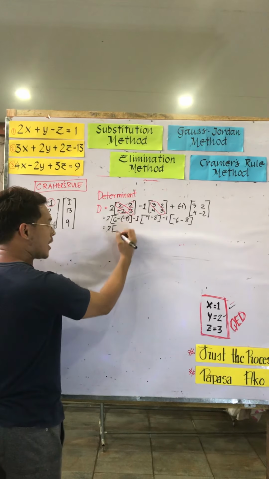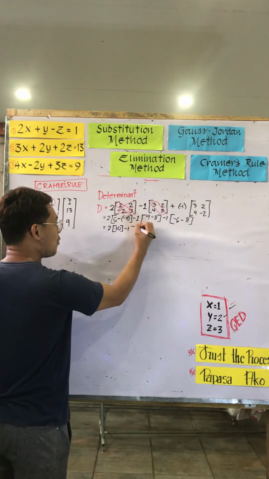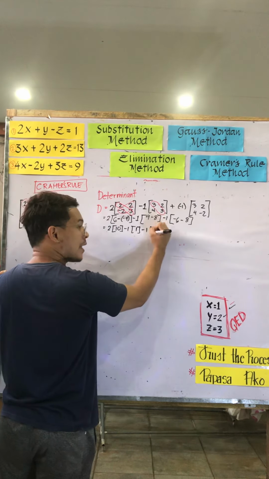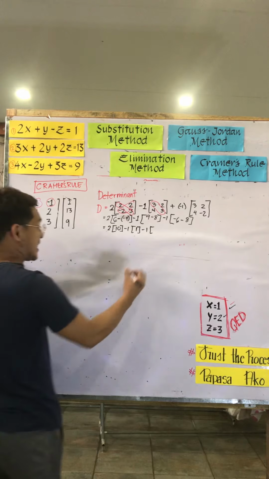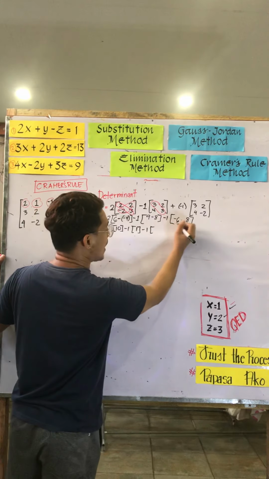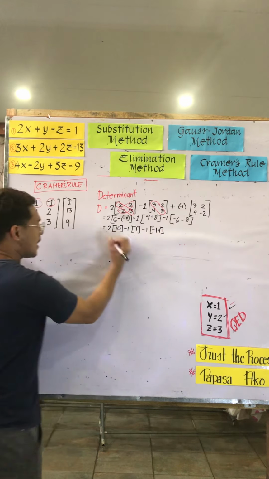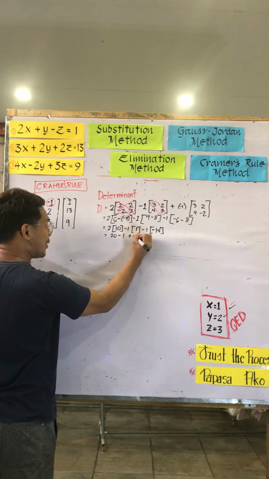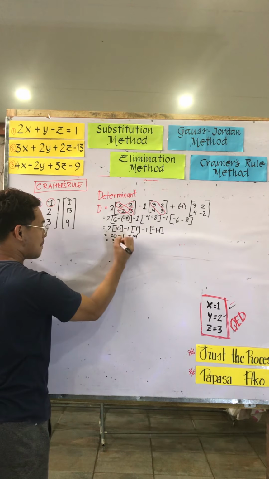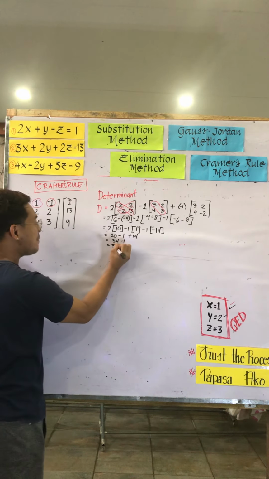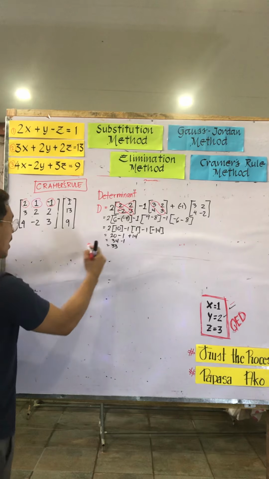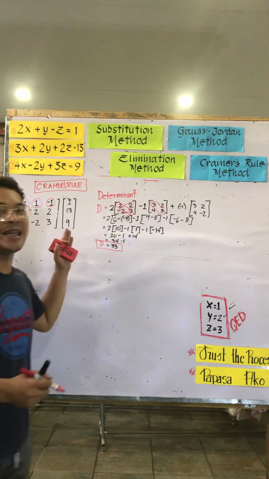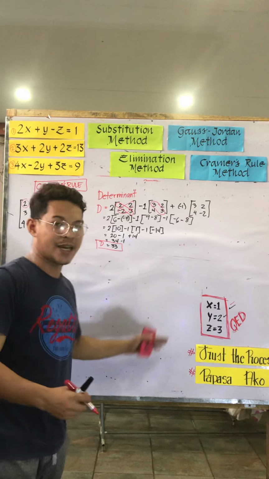Okay, now, let us have 2, 6 minus negative 4 is 10. Negative 1, 9 minus 8 is 1. Minus 1, negative 6 minus 8 is negative 14. Therefore, we have 2 times 10 is 20, minus 1, plus 14, 34, minus 1. The determinant value will be equal to 33. Later on, we will be using this to find the value of x, y, and z.